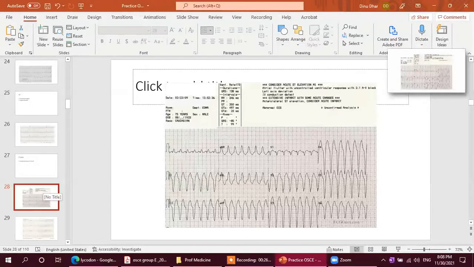Don't worry for your level. Assume that broad complex tachyarrhythmias are almost always due to ventricular rhythms. It's very difficult to diagnose those types. So this is a regular broad complex tachyarrhythmia, which is ventricular tachycardia.